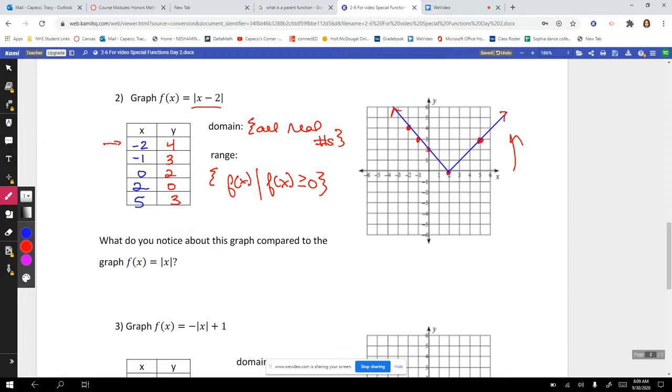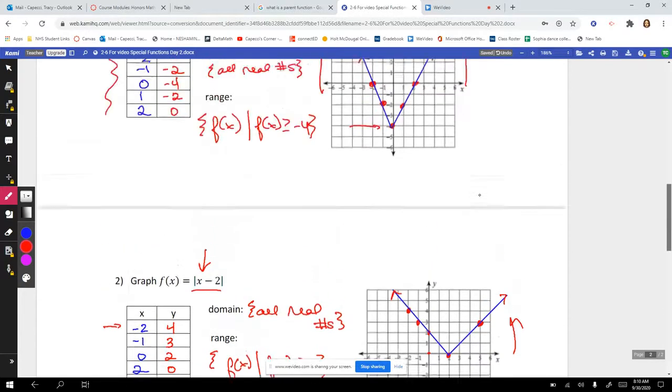Now let's take a look at our parent function. Remember, it started at 0. So we did a shift. We did a shift to the right. And that's because of what's inside there. The general shape looks about the same. And so what do we notice here? We notice that we shifted 2 units to the right. Okay, we shifted 2 units to the right.